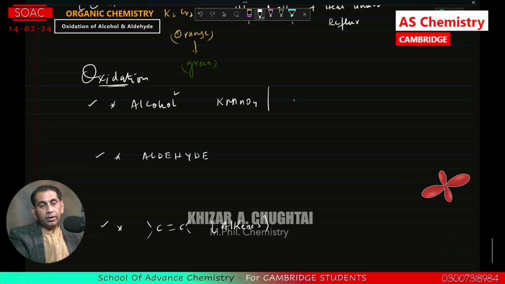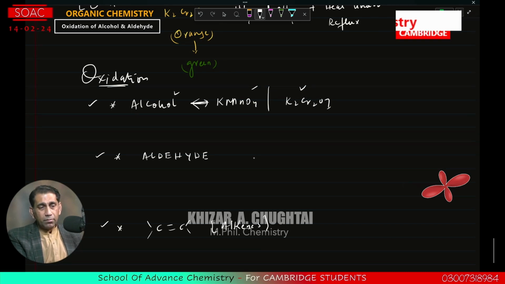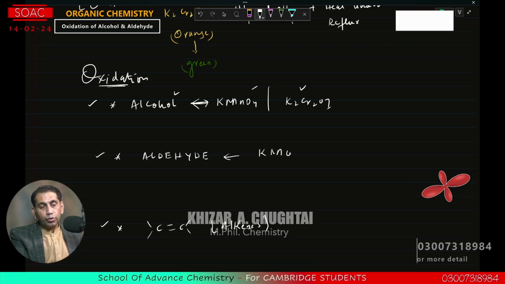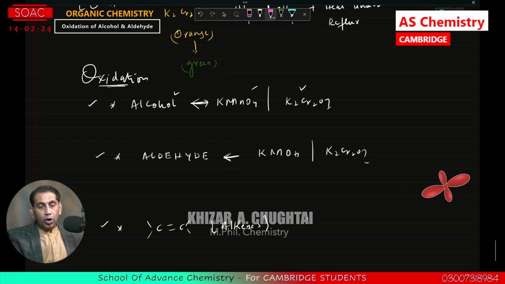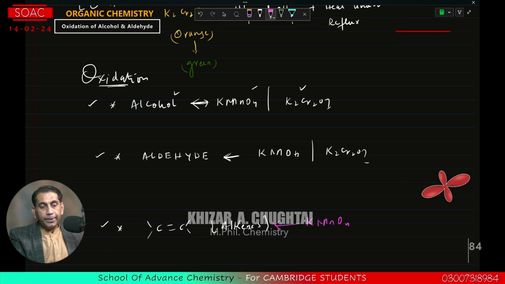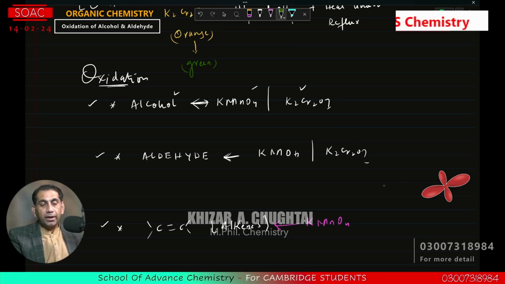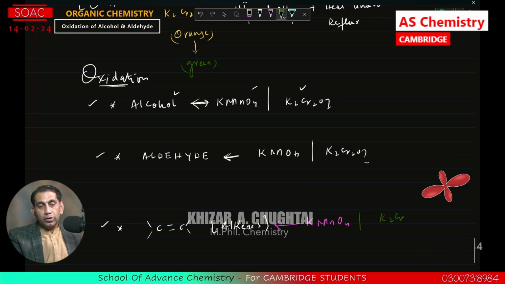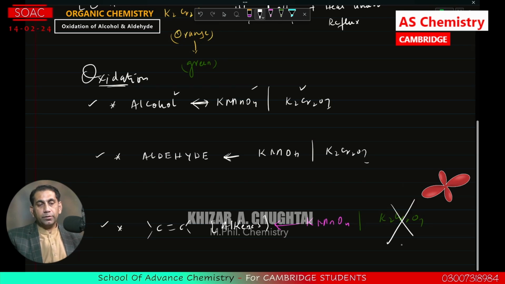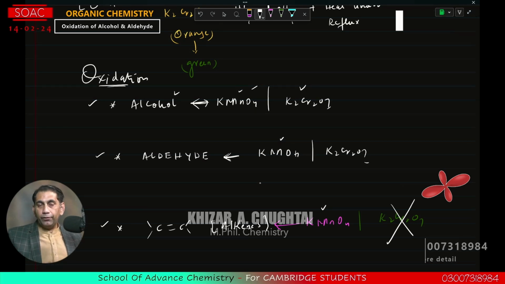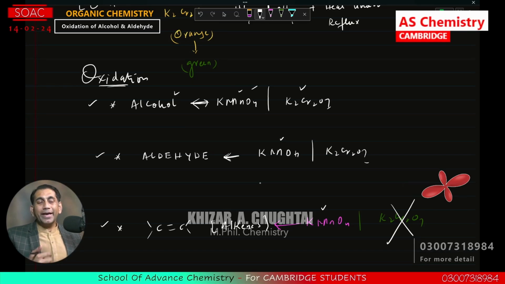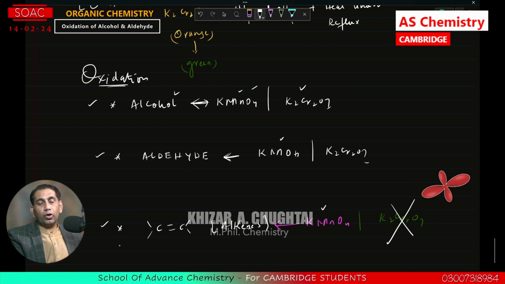KMnO4 and K2Cr2O7 both can oxidize alcohols. Same is the case, both can be used to oxidize aldehyde. And in the last one, only KMnO4 can be used to oxidize alkene. In this case, K2Cr2O7 cannot be used. So got it? That's why KMnO4 is going to be used everywhere, in all cases. KMnO4 is a relatively stronger oxidizing agent. K2Cr2O7 is specific for these two. It cannot oxidize carbon-carbon double bond.